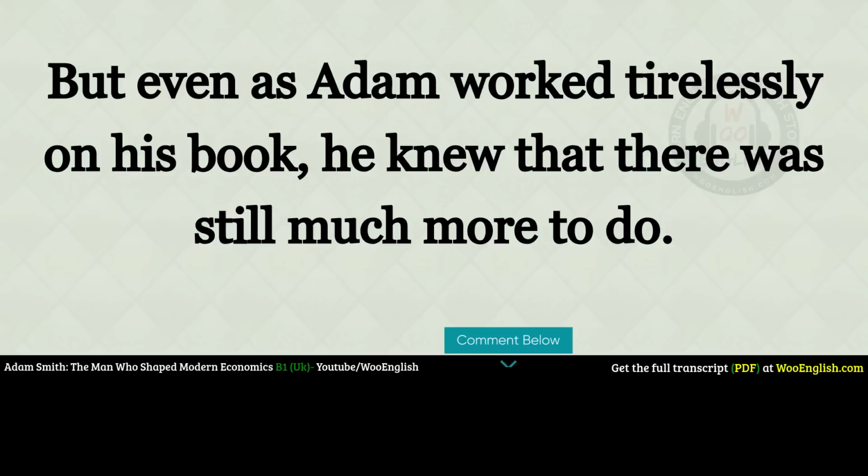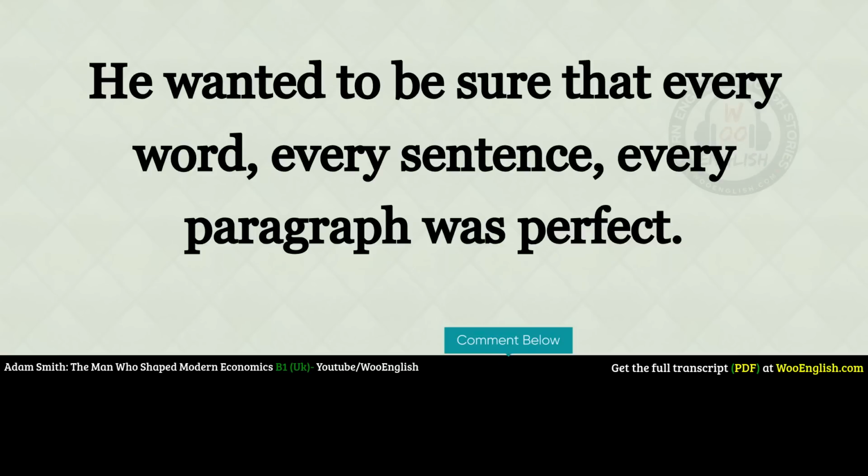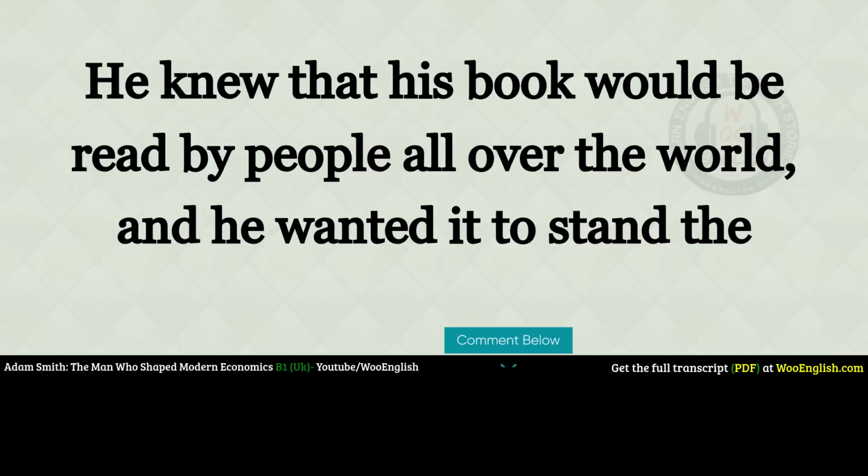But even as Adam worked tirelessly on his book, he knew that there was still much more to do. He was constantly revising, refining, and rethinking his arguments. He wanted to be sure that every word, every sentence, every paragraph was perfect. He knew that his book would be read by people all over the world, and he wanted it to stand the test of time.